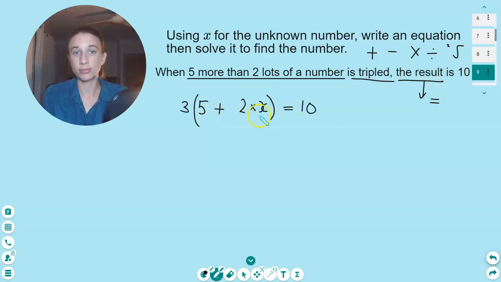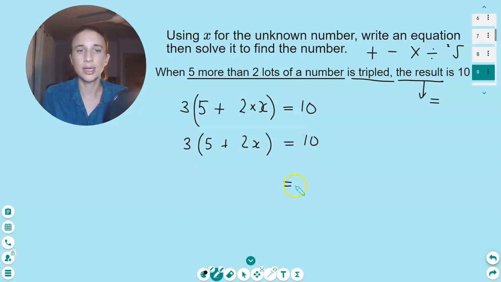Now let's solve it, because that's what we've got to do. Or let's make it look a bit simpler first. 2 times x. In algebra terms, we just don't even write the multiply sign. All right. Now brackets. If there's brackets, the first step is to expand them. Crab claw. 3 times 5, 15. 3 times 2, 6x.